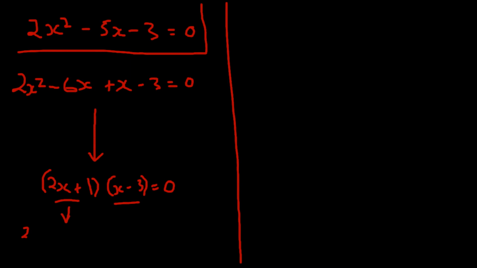So either 2x plus 1 is equal to 0. Let's solve this linear equation for x, and we get, take the 1 to the other side, so that's minus 1, and then take the 2 down, so you get x is equal to minus half, minus 1 by 2. In the other case, we can say x minus 3 is equal to 0, so simply x equal to 3.